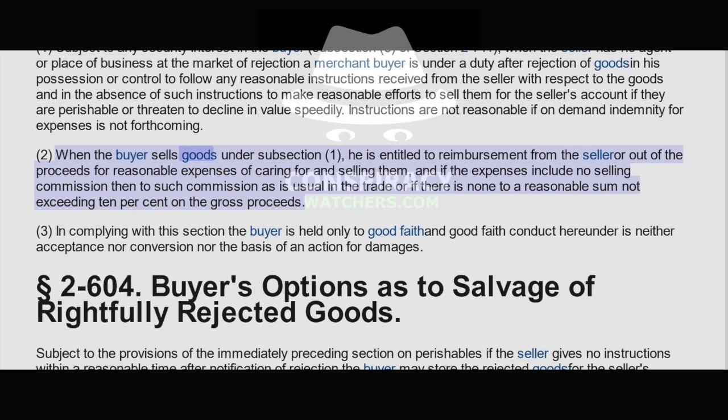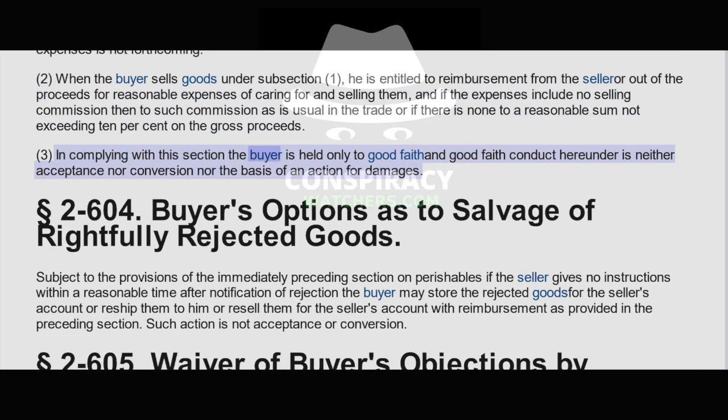When the buyer sells goods under subsection, he is entitled to reimbursement from the seller or out of the proceeds for reasonable expenses of caring for and selling them, and if the expenses include no selling commission, then to such commission as is usual in the trade, or if there is none, to a reasonable sum not exceeding 10% on the gross proceeds. In complying with this section, the buyer is held only to good faith, and good faith conduct hereunder is neither acceptance nor conversion nor the basis of an action for damages.